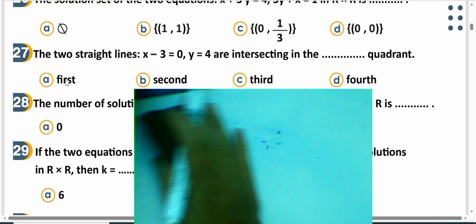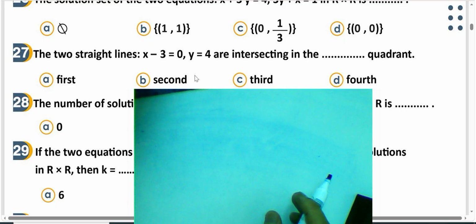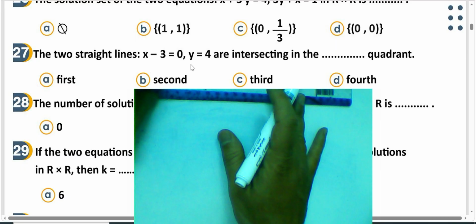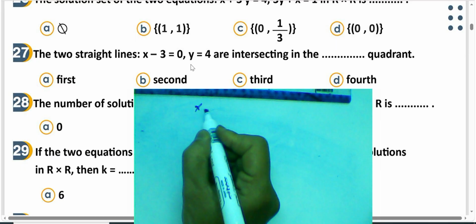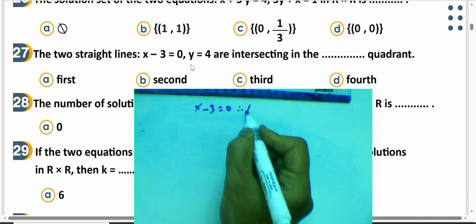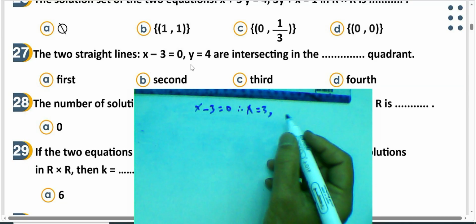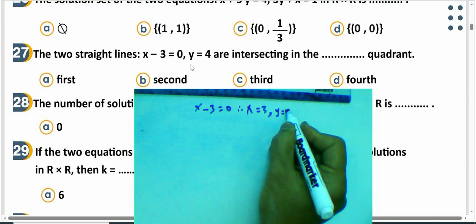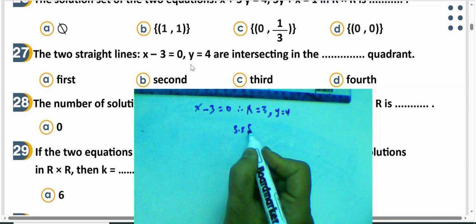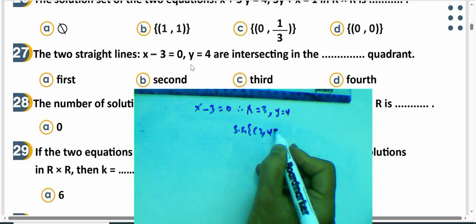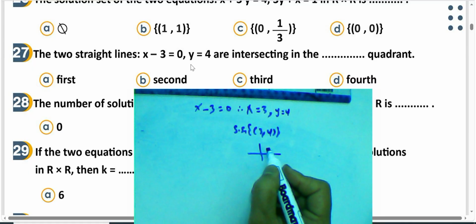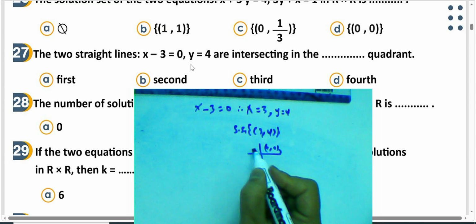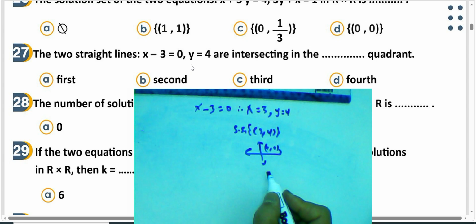The two straight lines x minus 3 equals 0 and y equals 4 intersect in which quadrant? We can find the value of x. We have x minus 3 equals 0, then the value of x will be 3 and y equals 4. Then the solution set will be the point (3, 4), which lies in the first quadrant. Positive and positive lies where? In the first quadrant. Choose letter A.